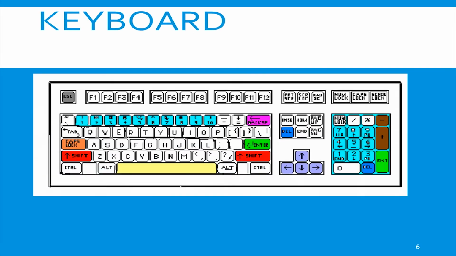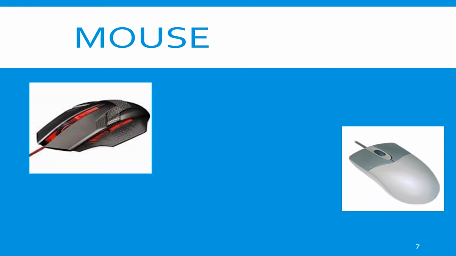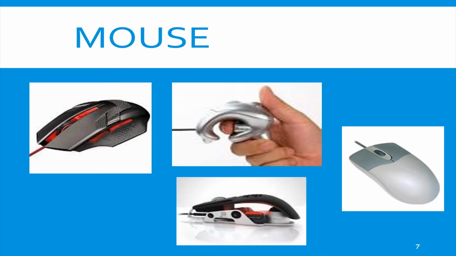Keyboard. The keyboard is one way of talking to the computer. It has buttons to help you type and use software programs. Mouse. The mouse helps us move the cursor around the computer screen and click on icons on it.